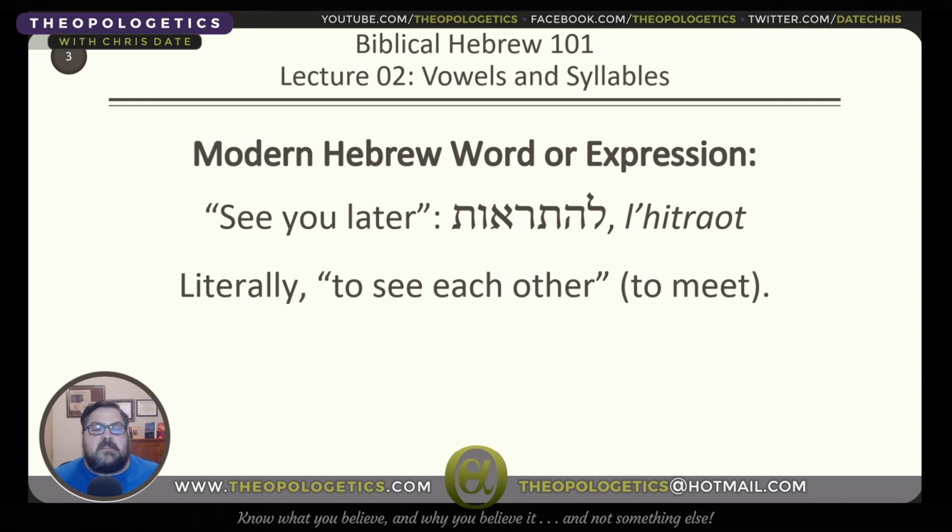Literally, this is the infinitive, the reflexive infinitive, meaning to see each other or to meet each other. And if you don't want to actually say goodbye, as if you may not see the person any longer, then this is a nice way to say goodbye in a less serious way, in a way that implies you'll see each other again. So to say "see you later," you say lahit ra'ot.